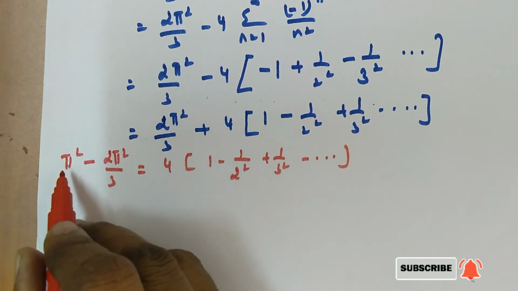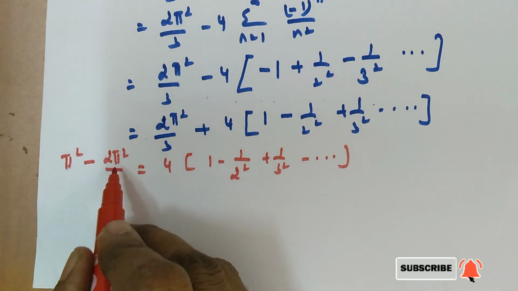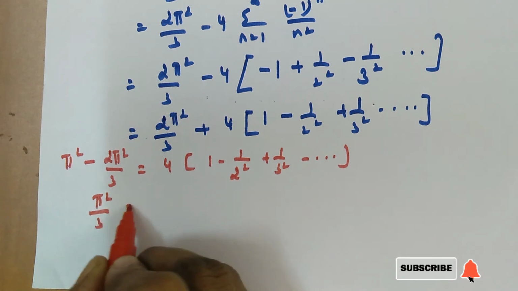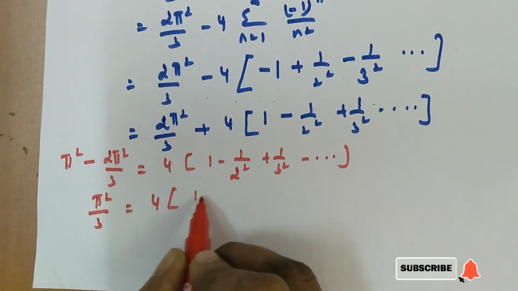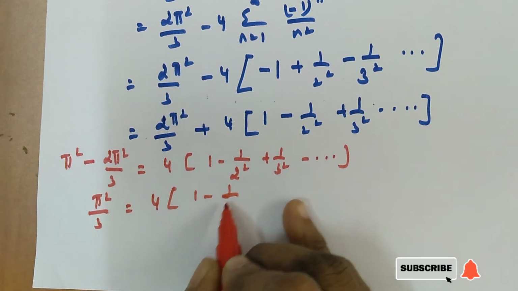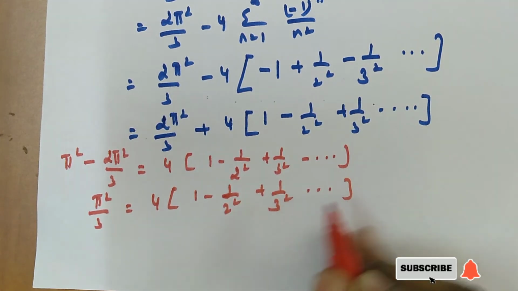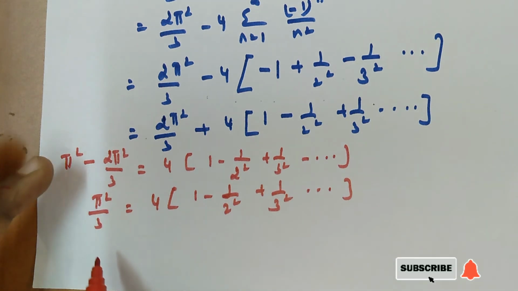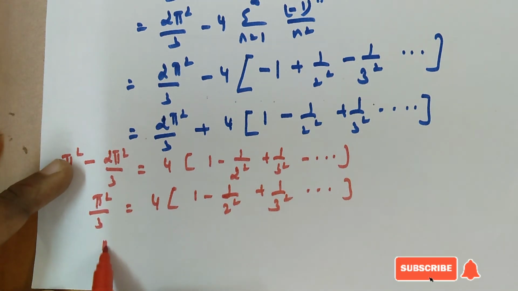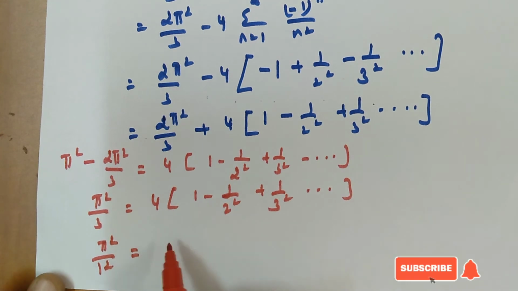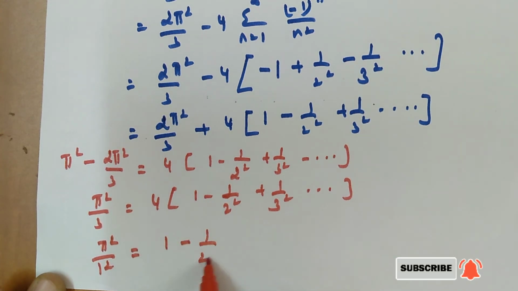So now this can be written as 3 pi square minus 2 pi square. So obviously pi square by 3 equal to 4 into 1 minus 1 by 2 square plus 1 by 3 square minus etc. So we can bring the 4 also to the denominator. So this will become pi square by 12 equal to 1 minus 1 by 2 square plus 1 by 3 square minus etc. So this is what the deduction.